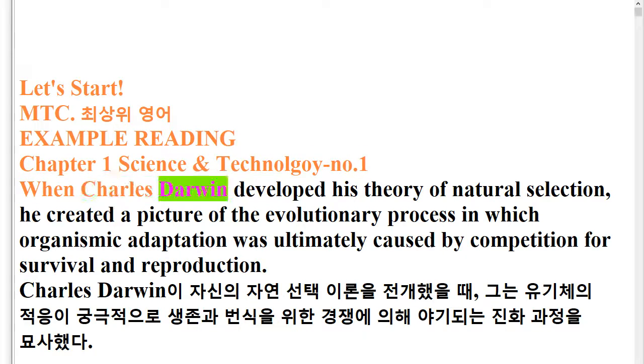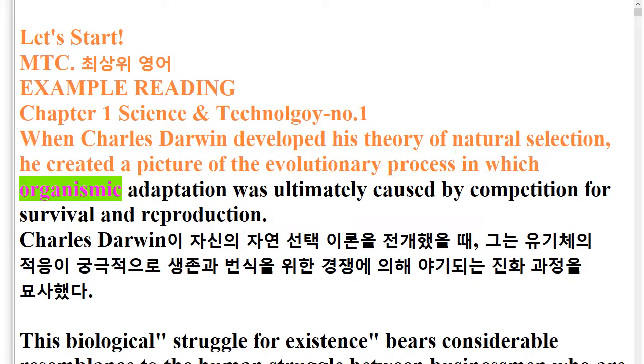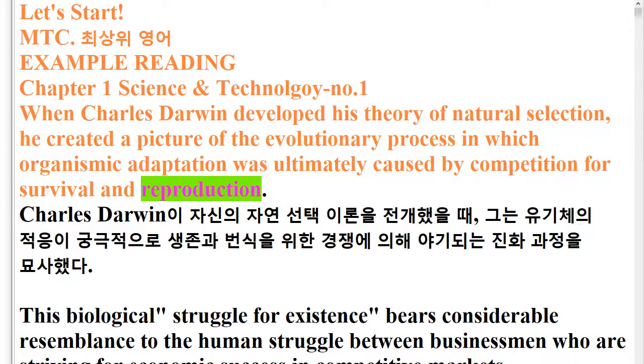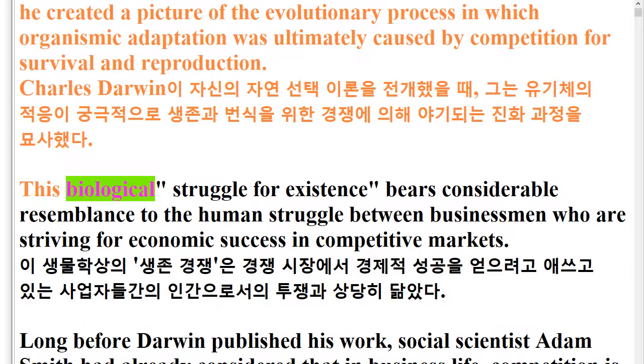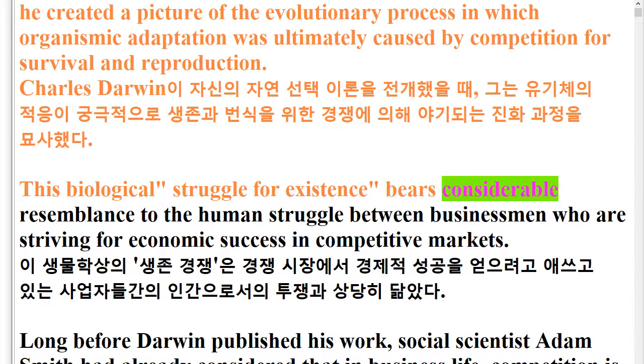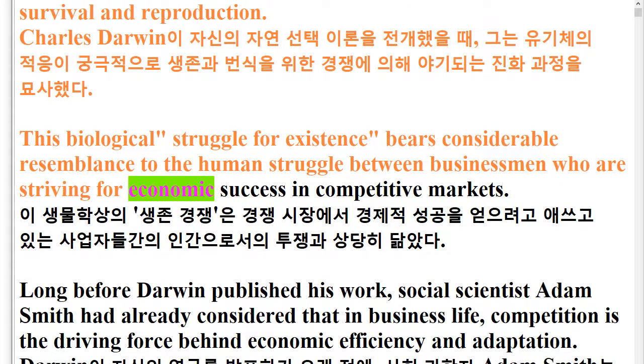When Charles Darwin developed his theory of natural selection, he created a picture of the evolutionary process in which organismic adaptation was ultimately caused by competition for survival and reproduction. This biological struggle for existence bears considerable resemblance to the human struggle between businessmen who are striving for economic success in competitive markets.